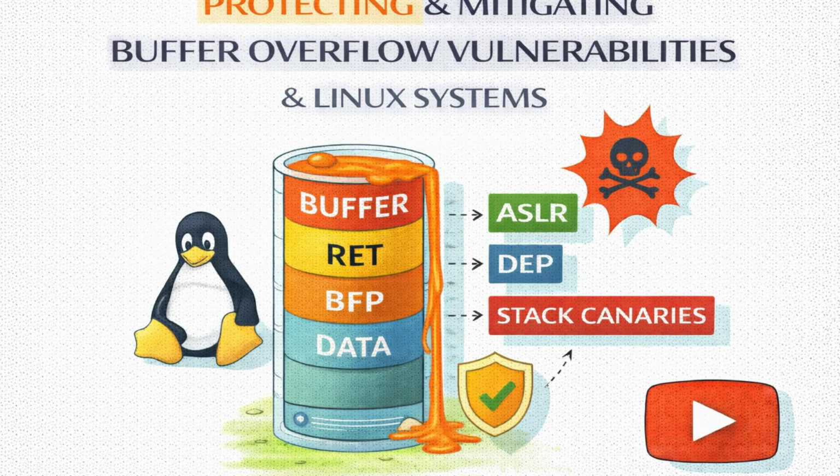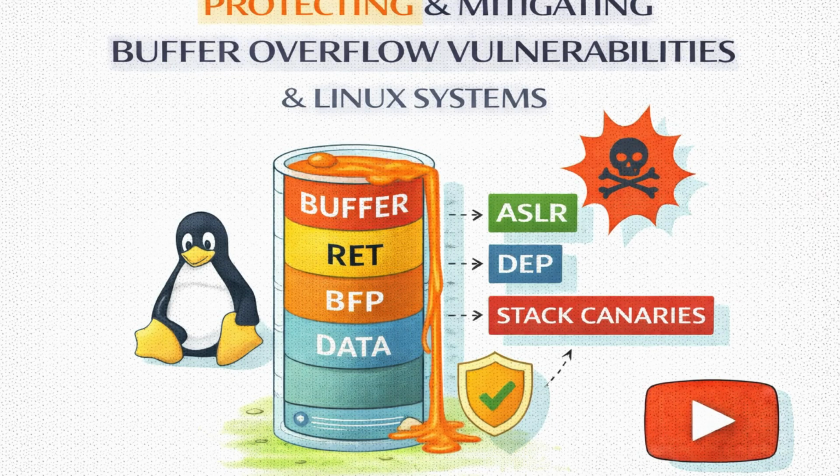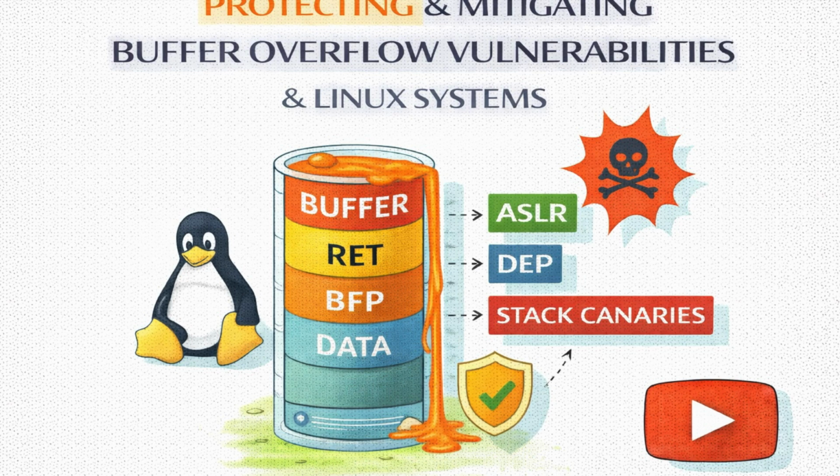Okay, so we've moved the target with ASLR and PIE. We've locked the doors with NX. But what if the attacker is trying to trash the place? Or what if they use a technique like ROP, return-oriented programming? Ugh. ROP is nasty because it uses the existing valid code already in memory to do bad things. NX can't stop that because the code is executable. So is there a way to detect that an overflow is happening before the attacker takes control?